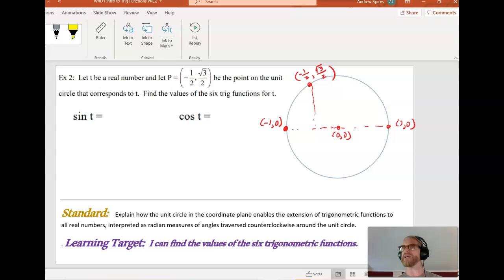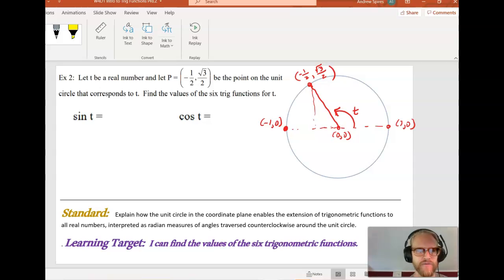Now, why is that point on the unit circle? That's going to come into play later. I just want you to get used to, if I give you a point on the unit circle, that's all I need. Okay, so let's draw. Here's T. So T, here's what's crazy. Before, the angle inside the right triangle had to be between 0 and 90. Now T could be any number, so we're extending that definition.